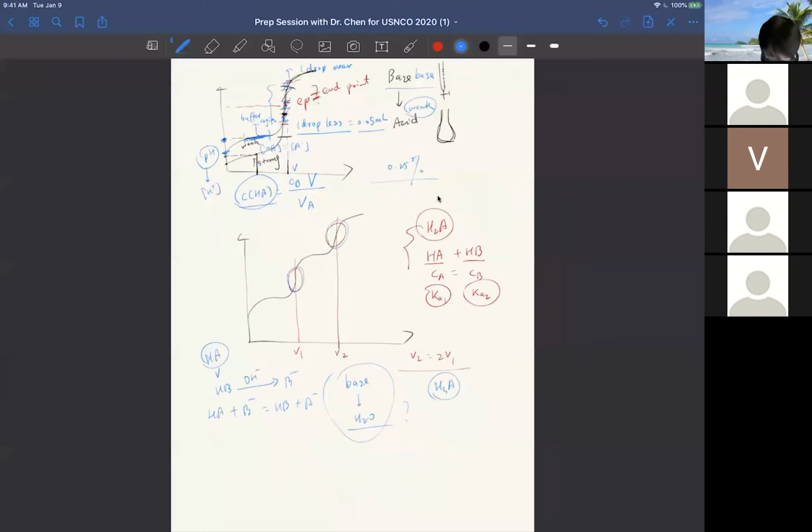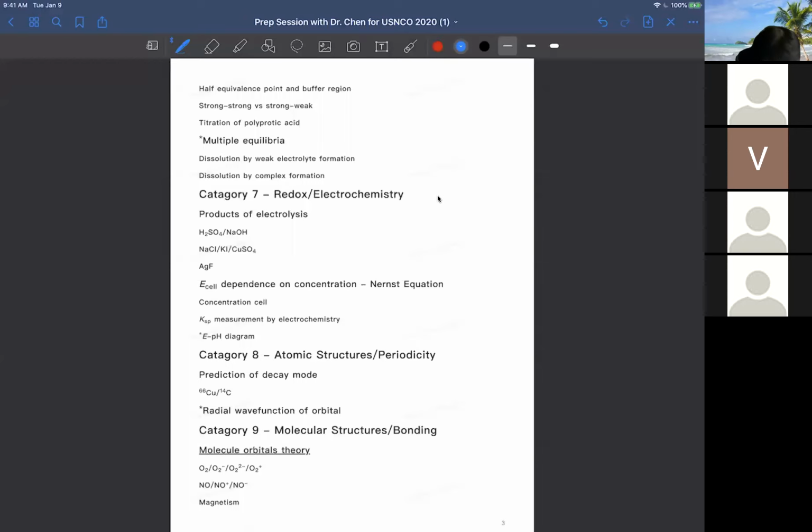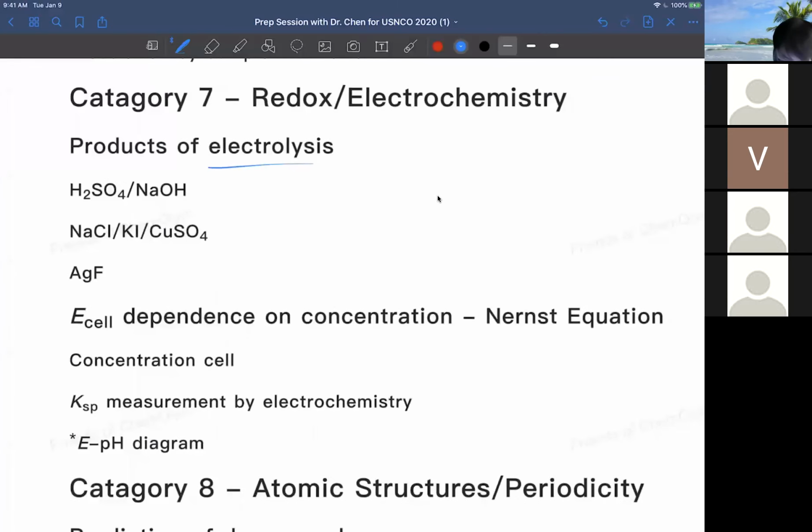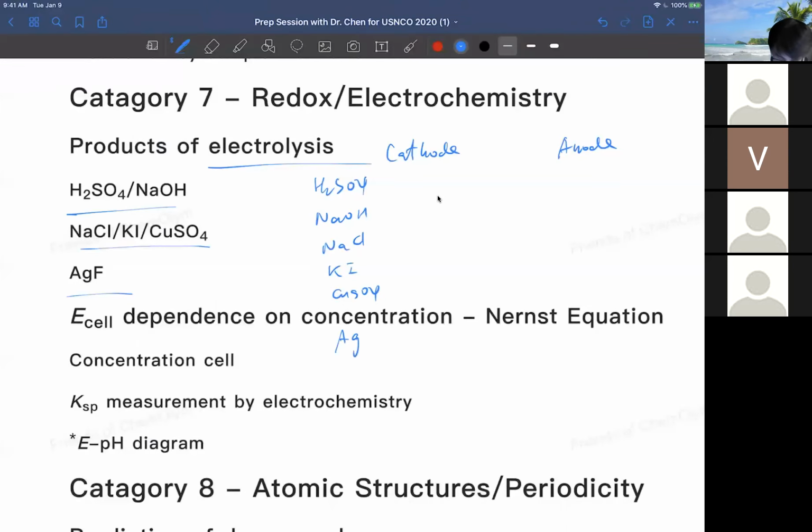Okay, so this is the titration curve. The next one I want to briefly talk about, we can quickly have a look at electrolysis, right? I give a few examples here. You can think about what will be the products on the cathode and the products on the anode in each case: sulfuric acid, sodium hydroxide, sodium chloride, potassium iodide, copper sulfate, and AgF, silver fluoride. I will list my answers, and you can think about it.